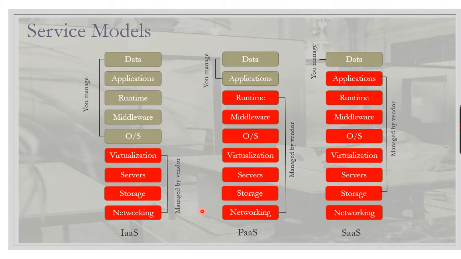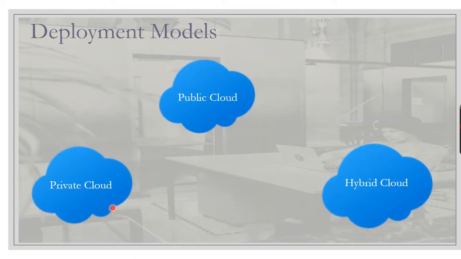And coming to infrastructure as a service, all this networking, storage, server, virtualization will be taken care of by your vendor. So once you create your EC2 instance, you can very well install another OS, or you will install all your applications, middleware, runtime, data. So this would be an example of the service model infrastructure as a service.